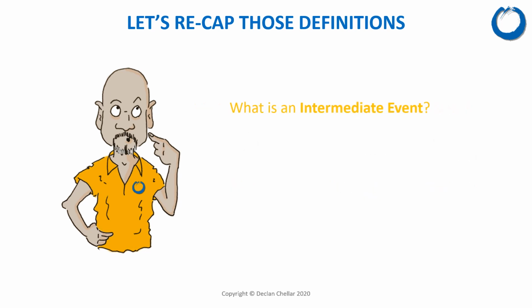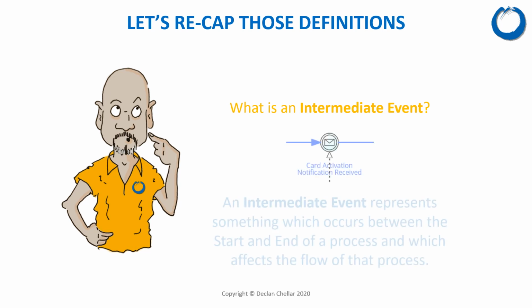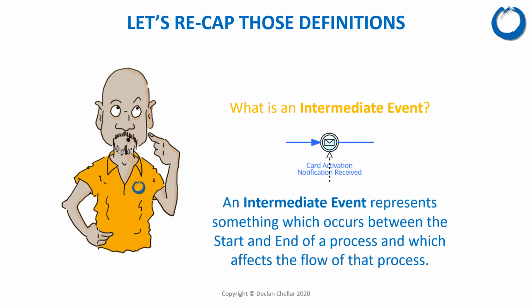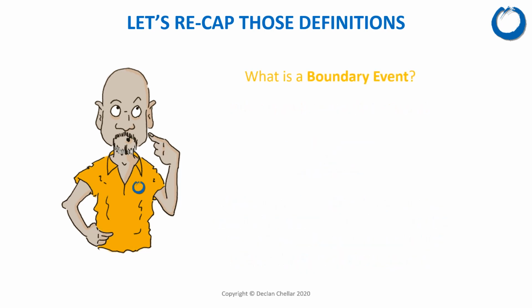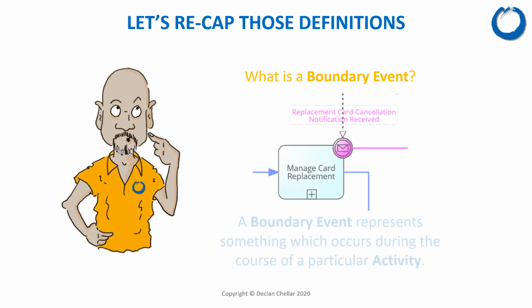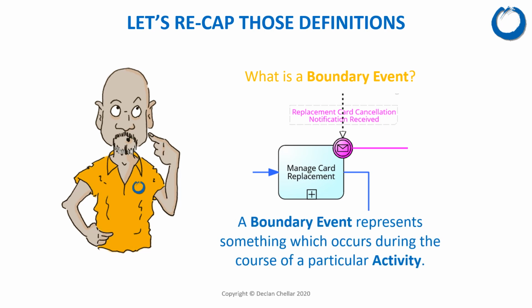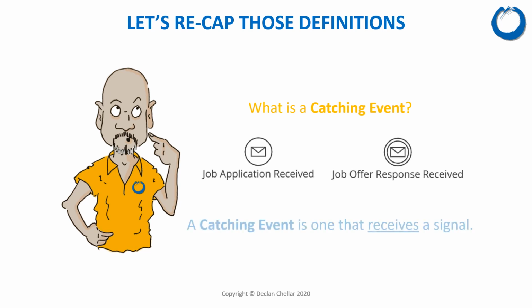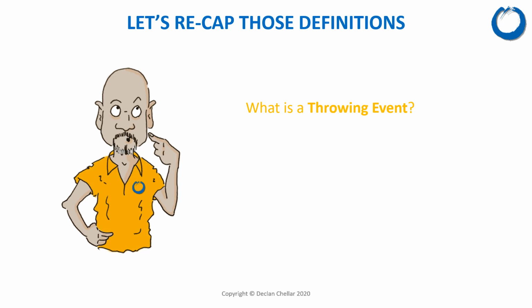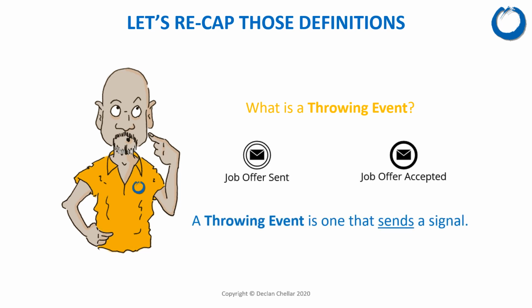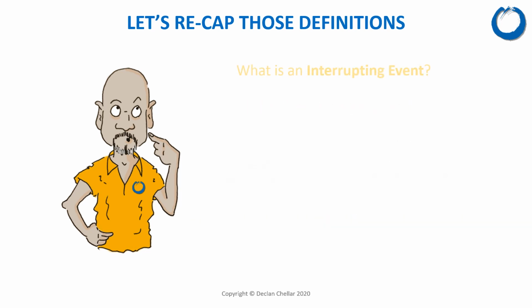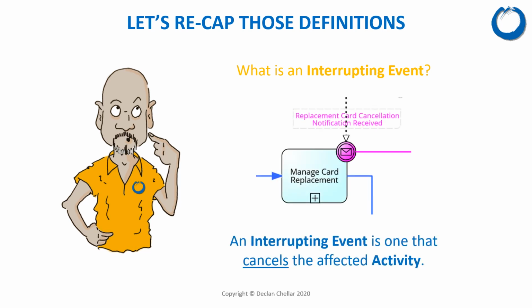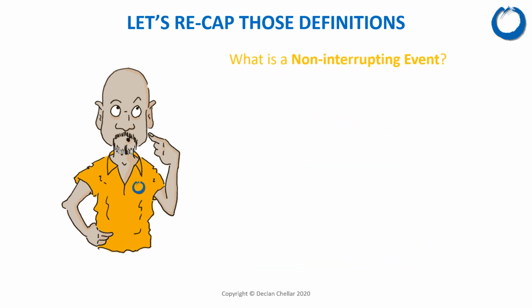What is an intermediate event? What is a boundary event? What is a catching event? What is a throwing event? What is an interrupting event? What is a non-interrupting event?